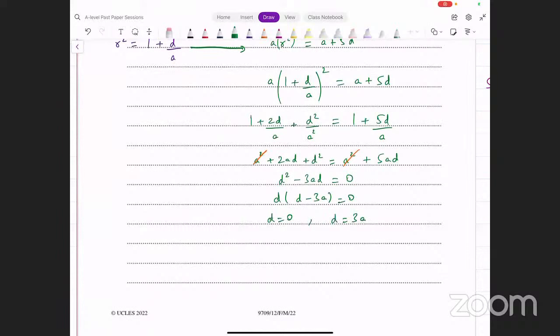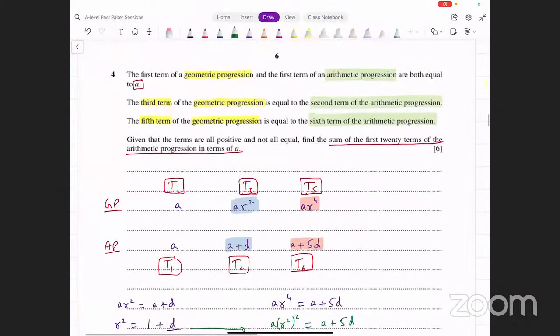We are getting two values of d here. d equals 0, d equals 3a. ये दो हमारे पास d की possible values आ रही हैं. Now think about this. Is d equals 0 possible? Now this is where this comes in handy.